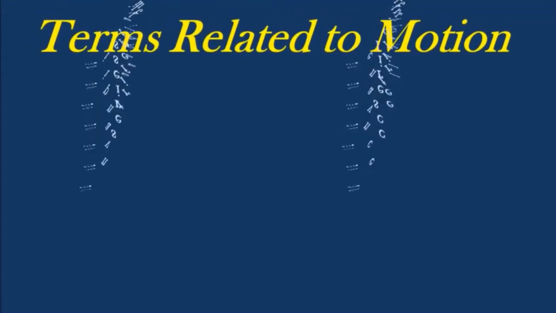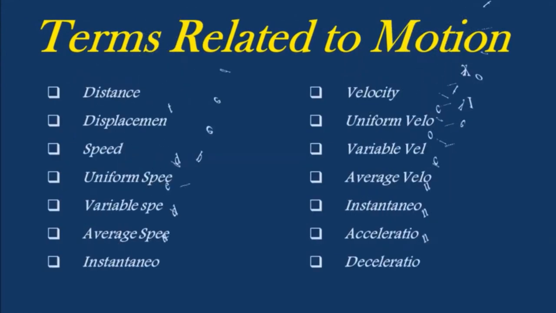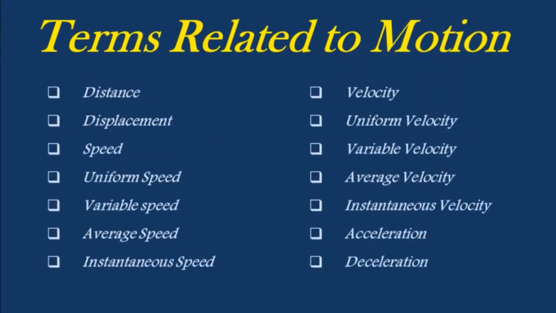Now let us know about the terms related to motion. Distance, displacement, speed, uniform speed, variable speed, average speed, instantaneous speed, velocity, uniform velocity, variable velocity, average velocity, instantaneous velocity, acceleration, deceleration. All these terms are related to motion.